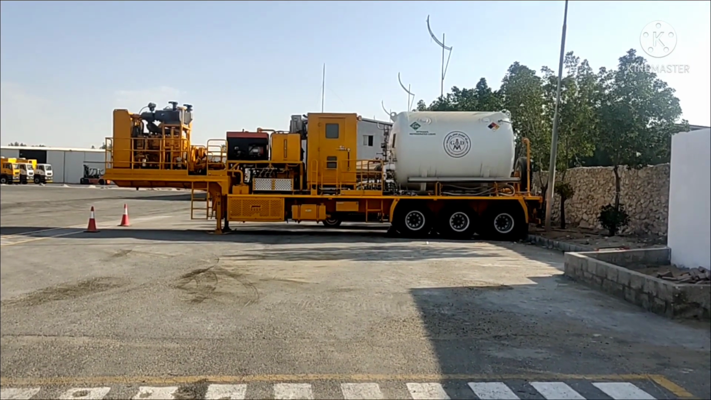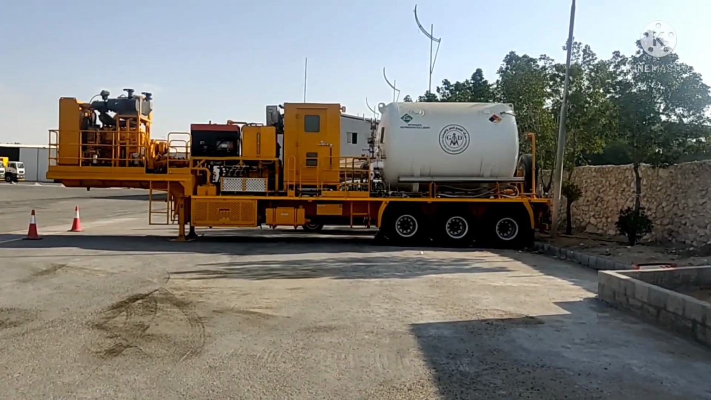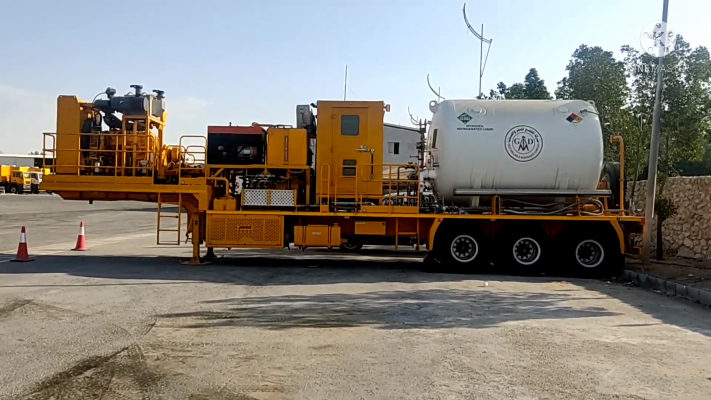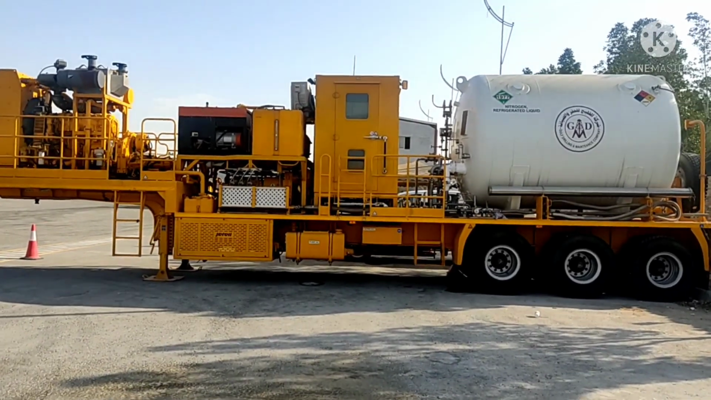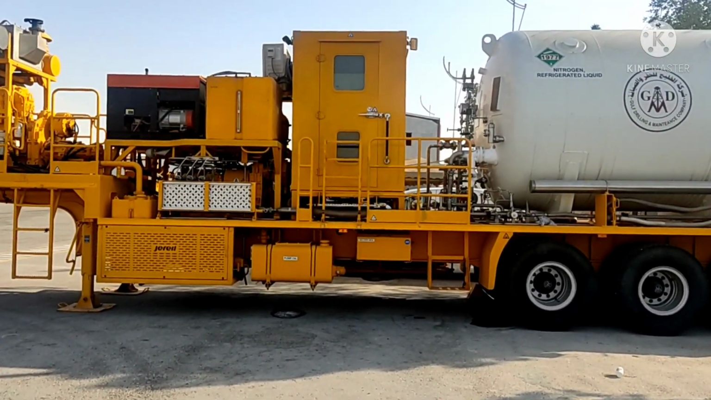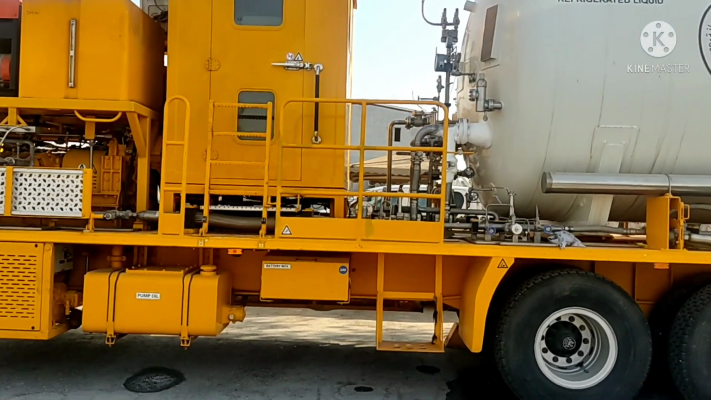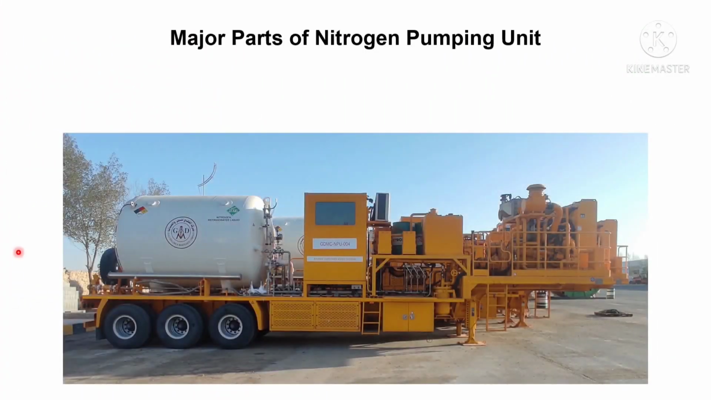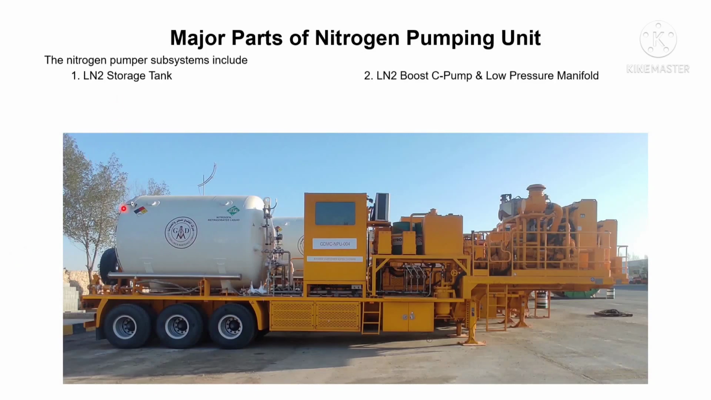So now we are moving towards this nitrogen pumping unit with an objective to learn about its major parts, their working and operating. By the way, the nitrogen unit which we will discuss during our learning is manufactured by Yasir Group. Talking about the major parts of nitrogen pumping unit, a typical nitrogen pumping unit is composed of the following 6 major parts. The number 1 is LN2 storage tank, which is shown here in this particular diagram. The second part is LN2 boost C pump and low pressure manifold, which is installed over here.